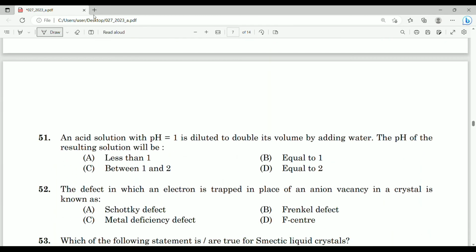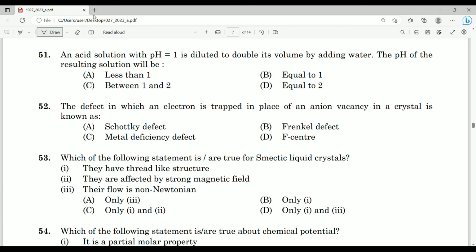51. An acid solution with pH equal to 1 is diluted to double its volume by adding water. The pH of the resulting solution will be. So the pH is given 1. When its volume is doubled, what will be the pH? So pH equal to 1 means 1 equal to minus log H plus. So concentration of H plus will be 10 raised to minus 1. So now the resultant pH will be, if the volume is double, then the concentration will be half.